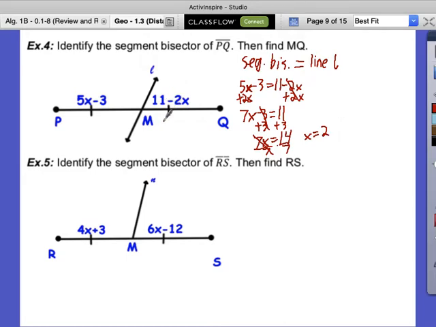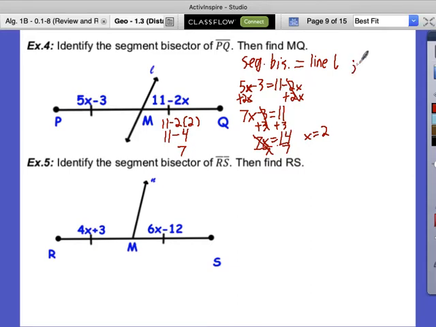So instead of 11 minus 2x, it's 11 minus 2 times 2, because x was 2. What is 2 times 2? 4. 11 minus 4 is 7. So the segment bisector is line L.